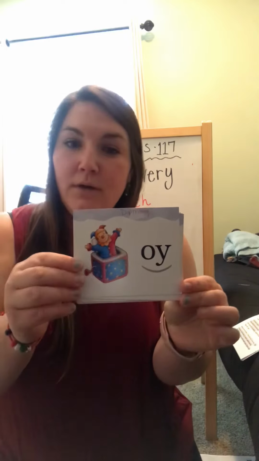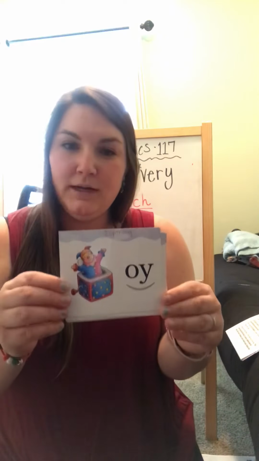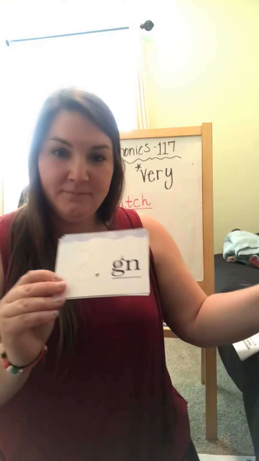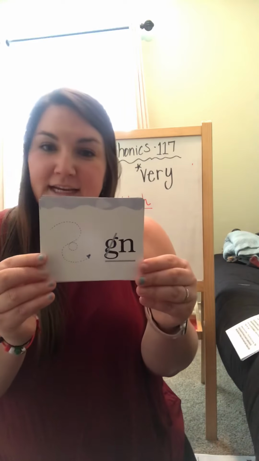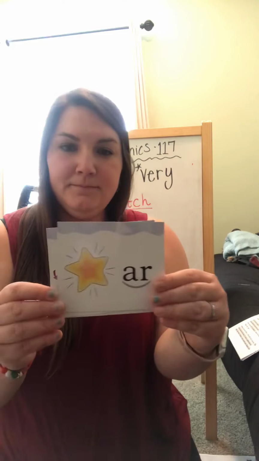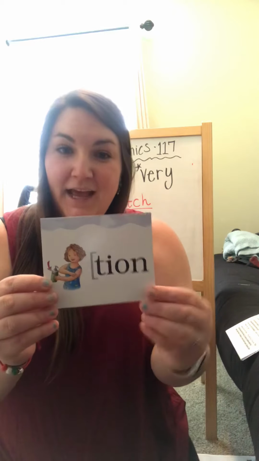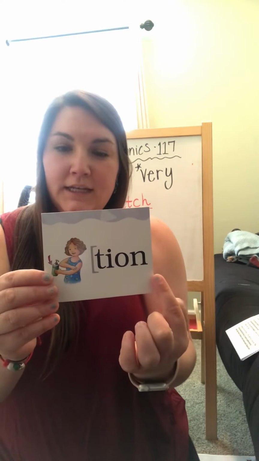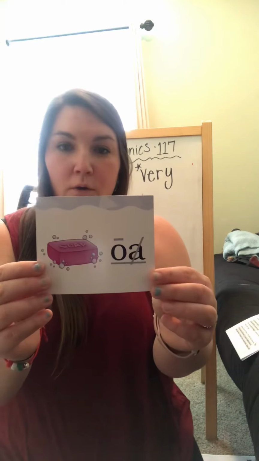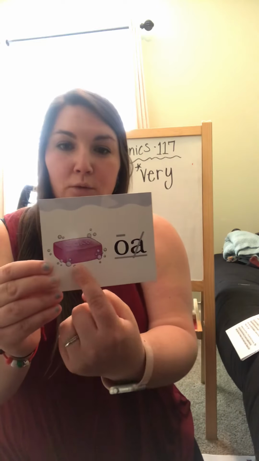So remember, we say diphthong, O-Y, oi like toy. Diphthong, O-I, oi like oil. Digraph, P-H, f like phone. We have G-N says n like gnat. Combination, A-R, ar like star. Final sound, T-I-O-N, shun like lotion. This is our vowel digraph, O-A, o like soap.